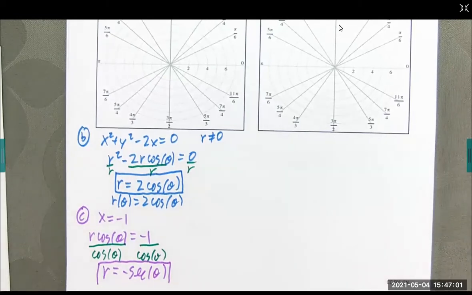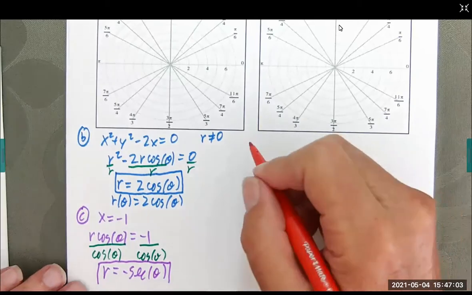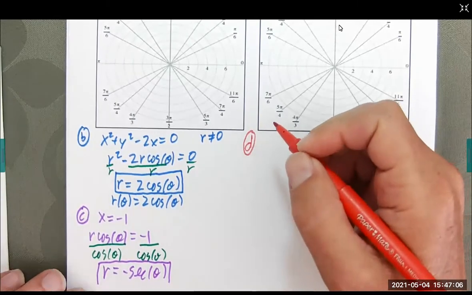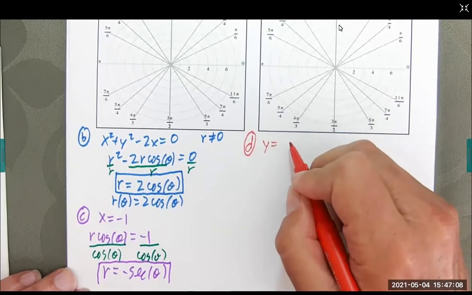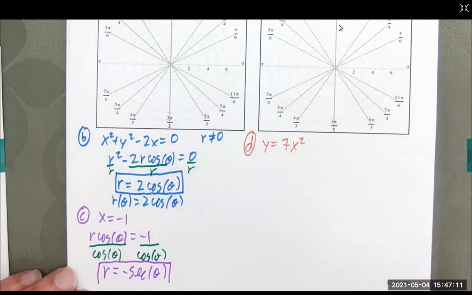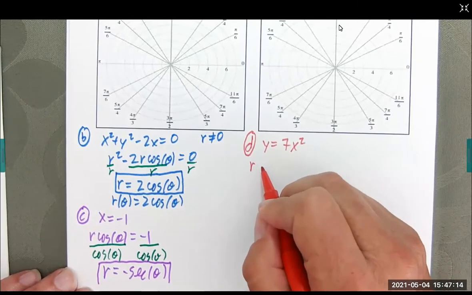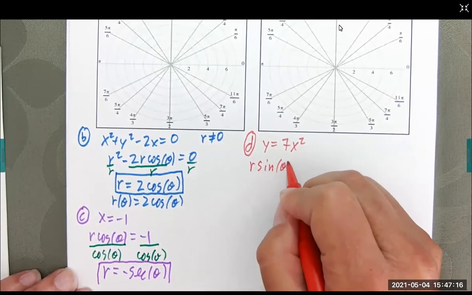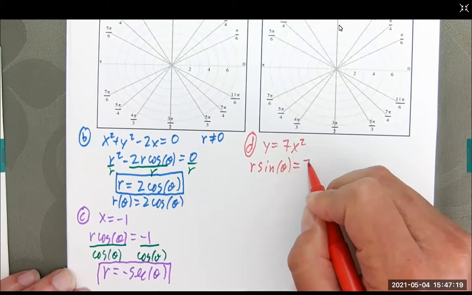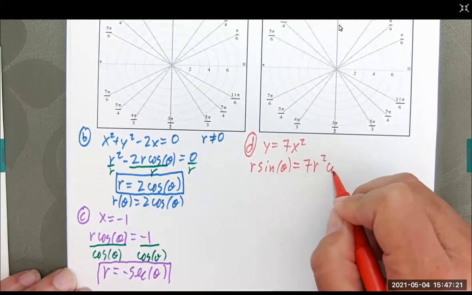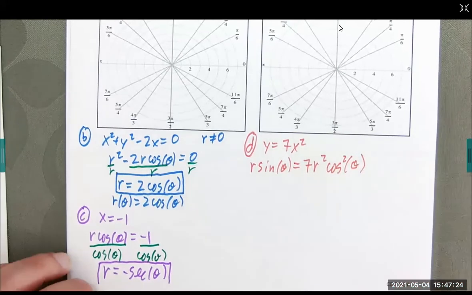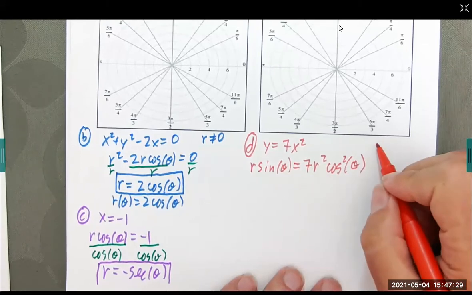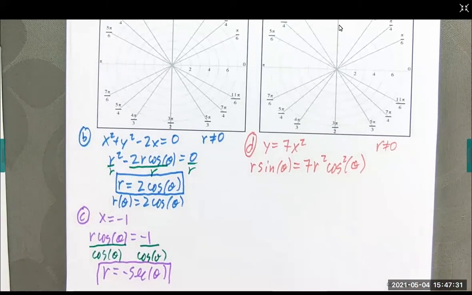And let's do a different color even yet for part D. Y equals 7x squared. Y is our sine theta. X is our cosine theta because we're squaring it. They both get squared. And once again, we're going to assume that r is not equal to 0. If r does equal 0, then 0 equals 0. Who cares? What we call the trivial case. So I'm going to divide out an r.